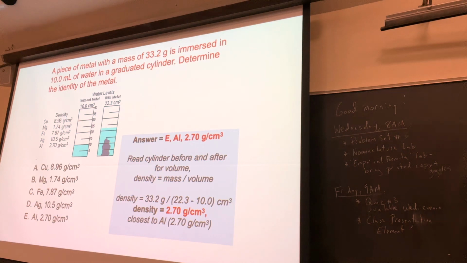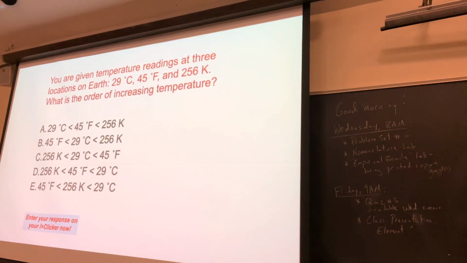Awesome. Okay, here's another question. These are some locations on the Earth: 29 degrees Celsius, 45 degrees Fahrenheit, and 256 Kelvin. And this question says, what's the order of increasing temperature? So that means coldest first and hottest last.